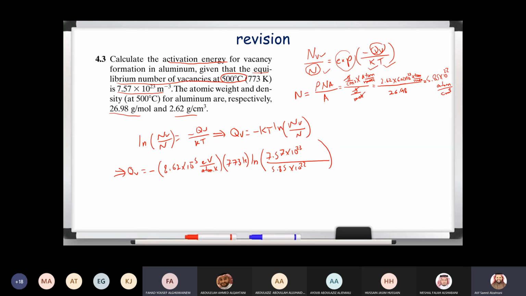We should reverse the fraction. Reverse what? The fraction. No, we shouldn't.